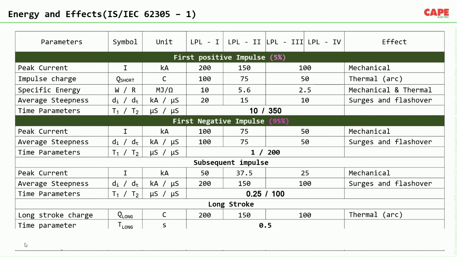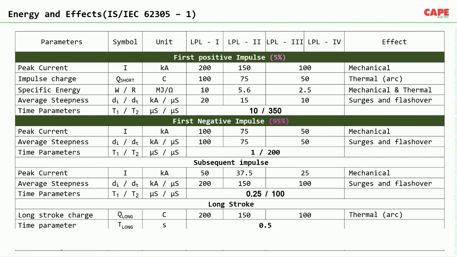Now, one of the most important parameters is the average steepness, that means di/dt. When we are talking about a wire length, we know that the impedance of the wire, or the voltage drop across the wire, completely depends on the rate of change of current. In the case of the first positive impulse, di/dt is 20 kiloamperes per microsecond.